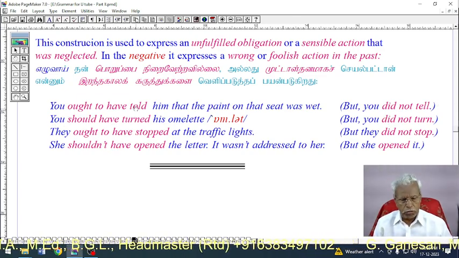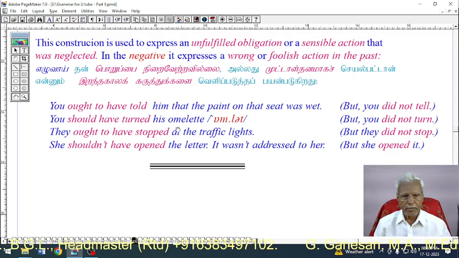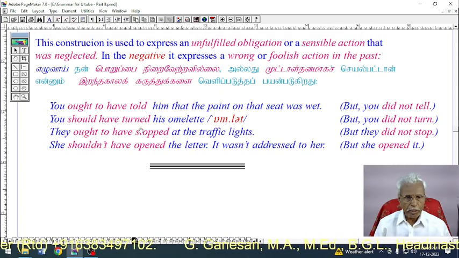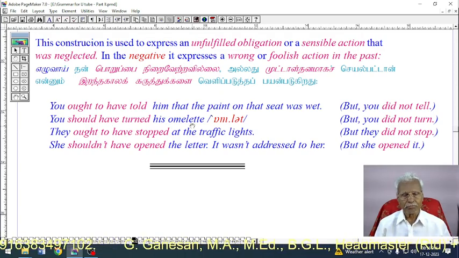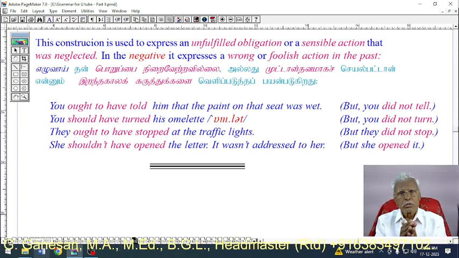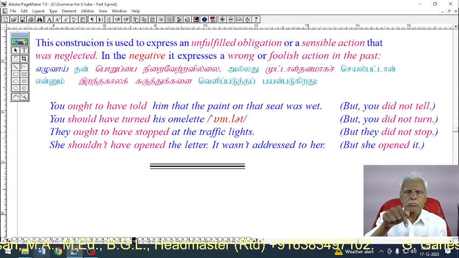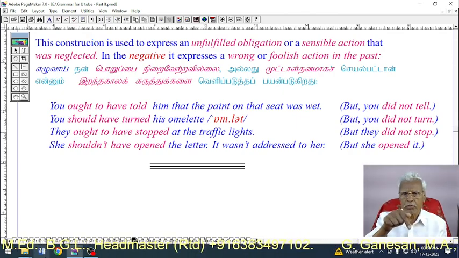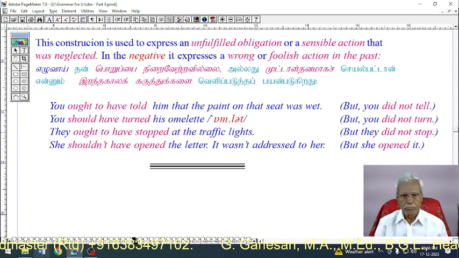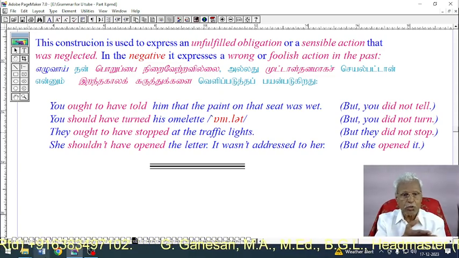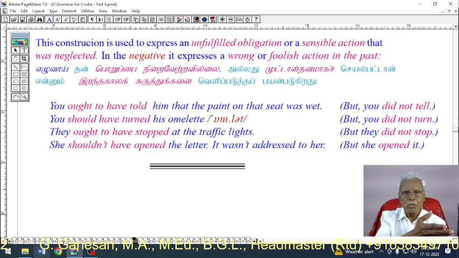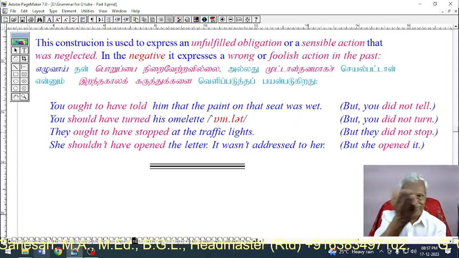You should have turned his omelette. That means you should have told him, but that means you did not tell him. I mean, you should have turned his omelette. That means you did not turn his omelette.